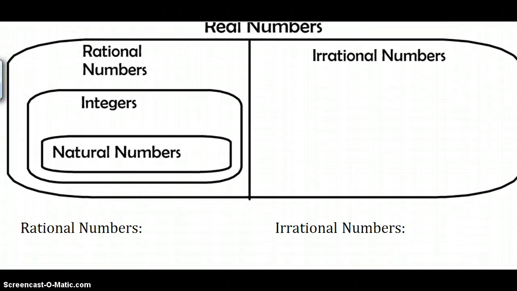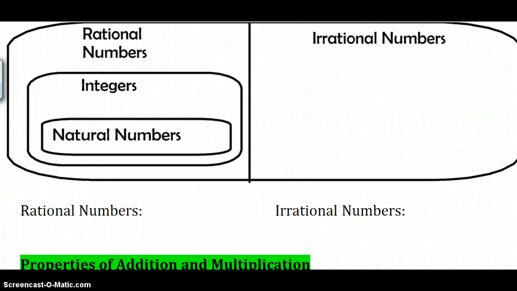So before I list some examples, I want to give some properties here at the bottom of what a rational number is and irrational numbers. And I would go ahead and draw this diagram in your notes because I think it'll be pretty useful.